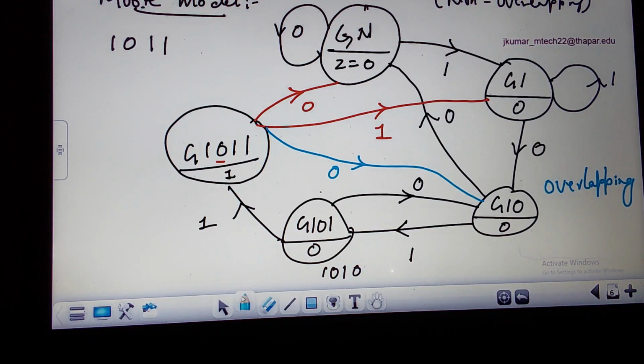Did you understand? So this is a Mealy machine pattern detector. Like this, you can take any combination of the pattern. Like I have taken 1, 0, 1, 1, you can take 1, 0, 0, 1, or 1, 1, 1, 0, or a 4-bit or 5-bit, any pattern you can take.